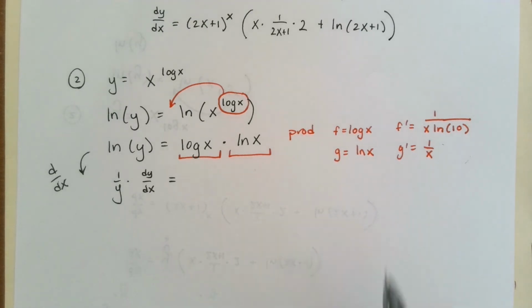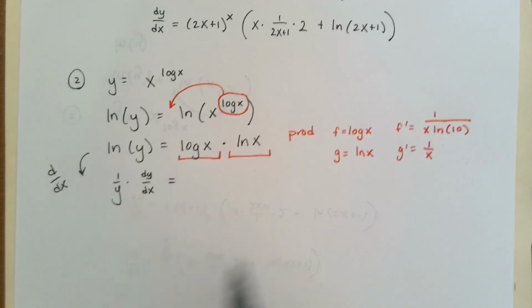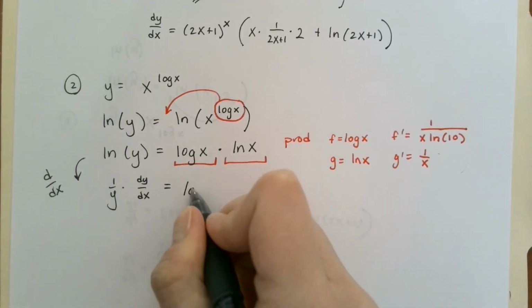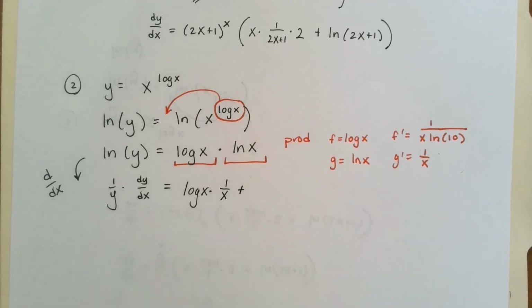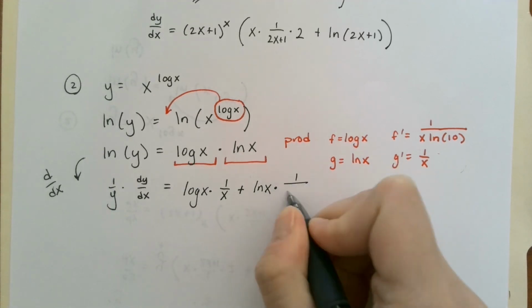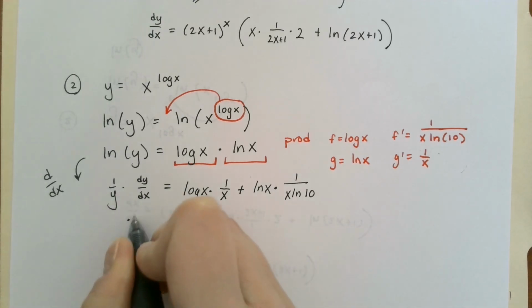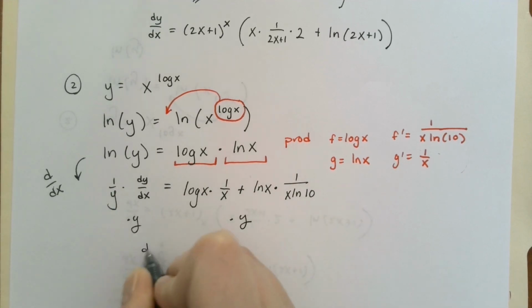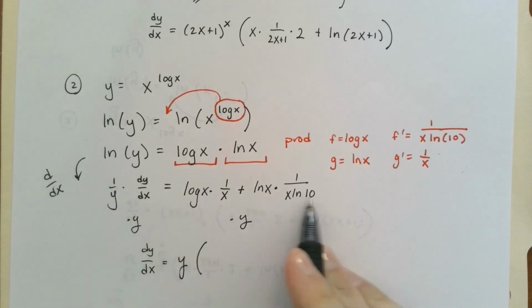All right, so we're going to use these red pieces in the product rule for this right-hand side here. So I have f times g prime plus g times f prime. Okay. So now I want to multiply both sides by y to solve for dy dx again. Dy dx equals y, and then a big set of parentheses, just that whole right-hand side.